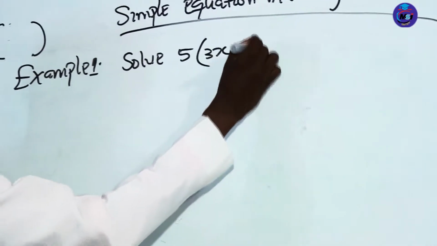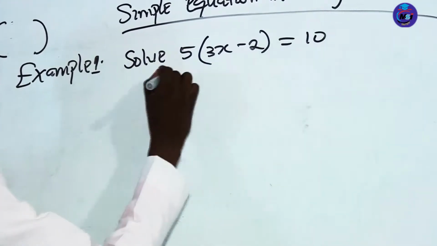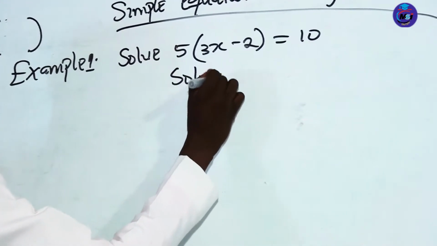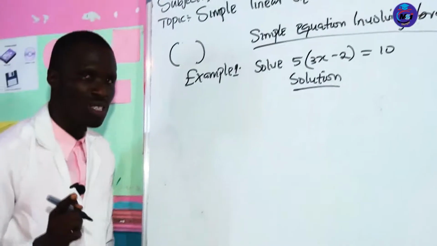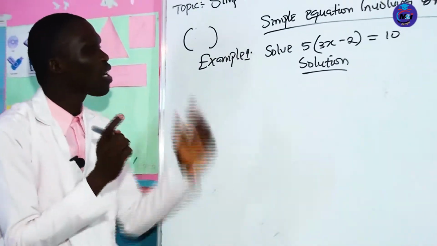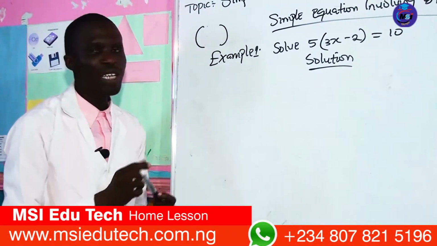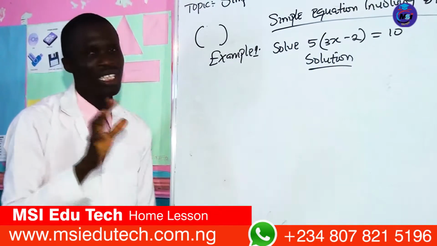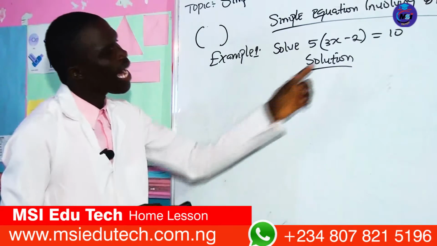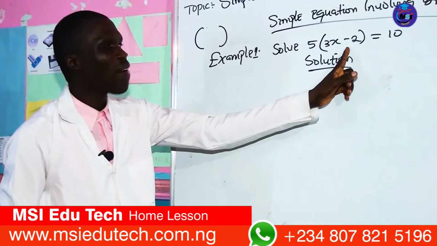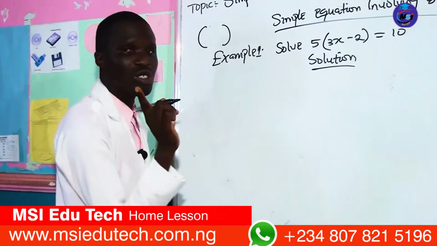3x minus 2 equals to 10. How can we solve this question? Okay, I hope you are following me. Please don't be distracted. Okay, we want to open the bracket. This is simple equation that involves bracket. So we have to open this bracket and find the value of x. Okay, repeat the question again.